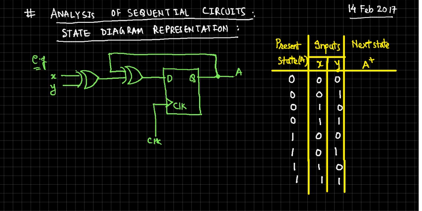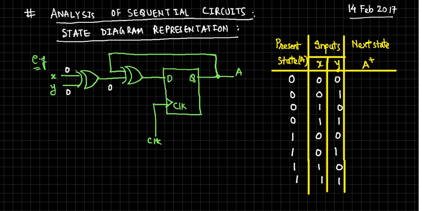Now let's analyze each case one by one. See here, now the present state. Just look at the circuit first. X is 0. Let me write: X is 0, Y is 0. What is here, X or Y? What is that? 0 then.